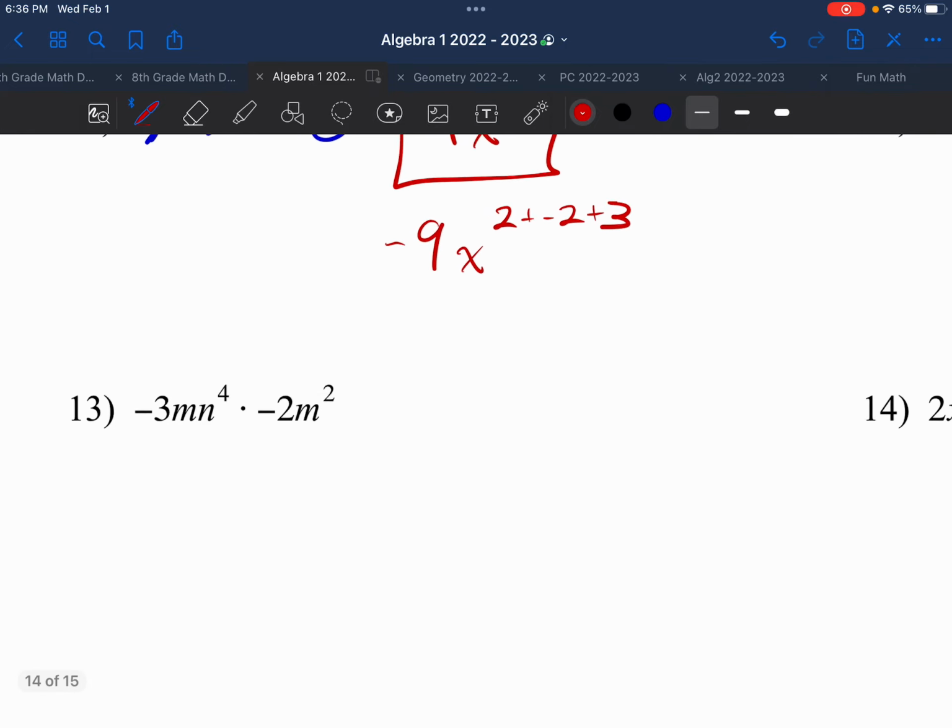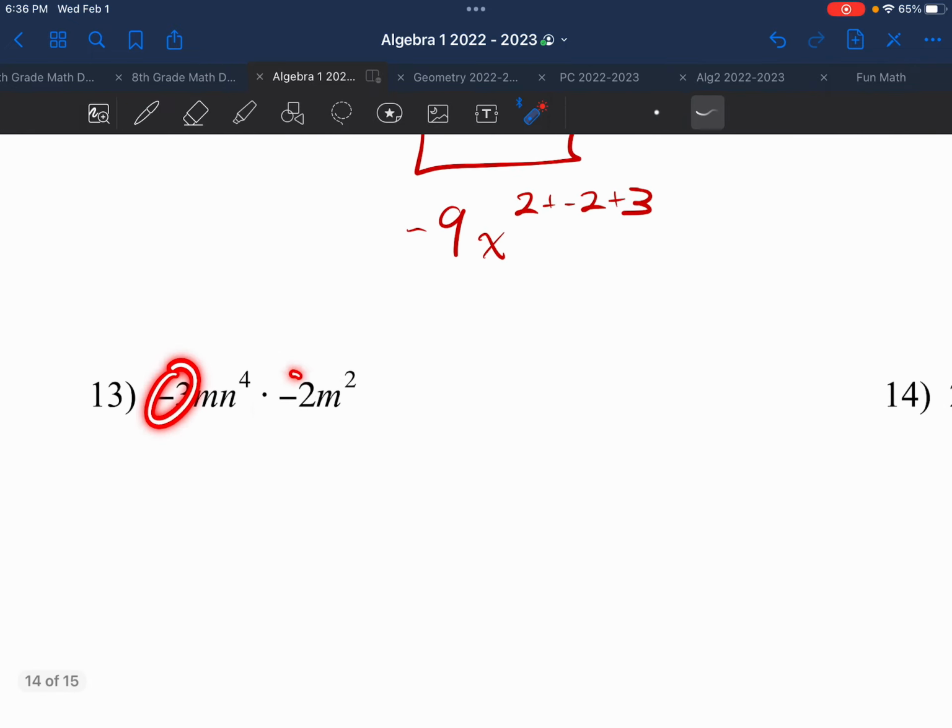Number 13. Let's multiply the coefficients. I have a negative 3 times a negative 2. That multiplies to a positive 6. What about our next variable? I see an m before the n, so I'm going to do another m. And let's see what we have going on here. Technically, this is an m to the power of 1, and this other one is m to the power of 2. Because we are multiplying the bases, we are going to add this power of 1 and add this power of 2 to get a power of 3.